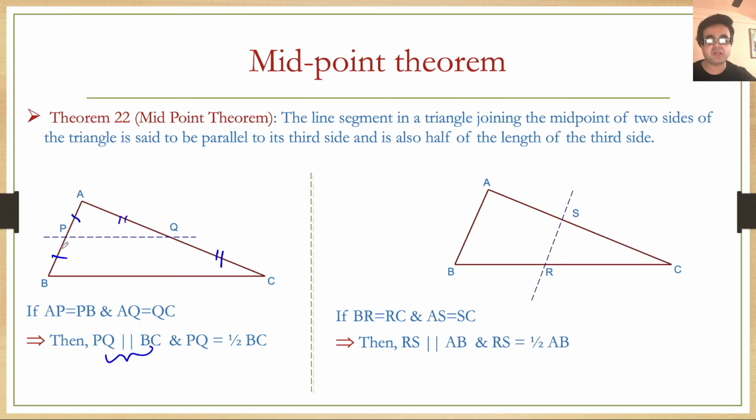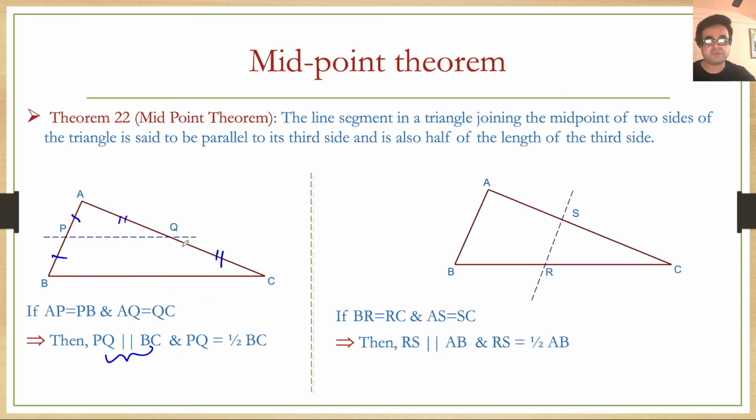So the first part of it, PQ being parallel to BC, comes from the basic proportionality theorem, which says that if a line divides the two sides of the triangle in equal ratio, then the line must be parallel to the third side. And here the equal ratio is 1:1, right? Because AP by PB equals AQ by QC, which is 1. So hence PQ is parallel to BC.